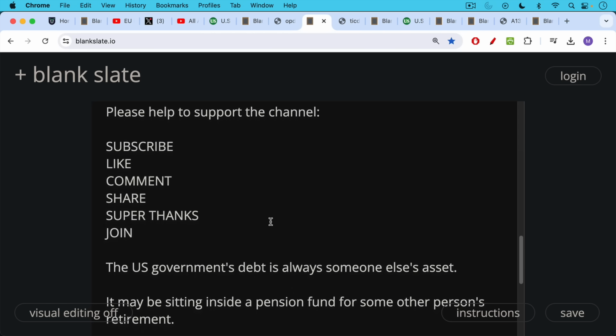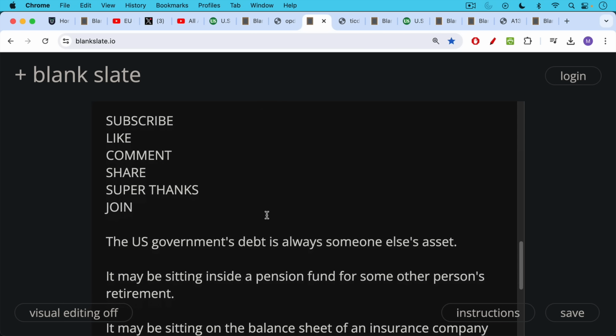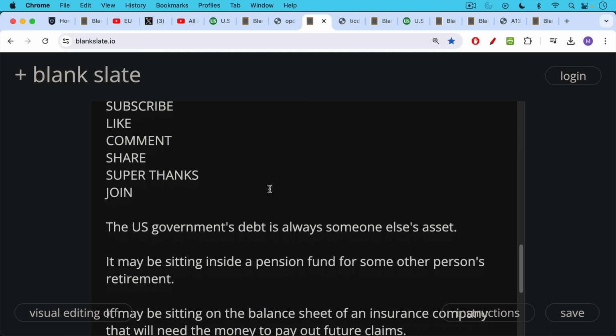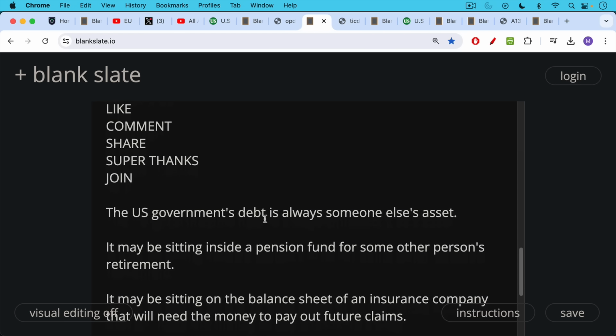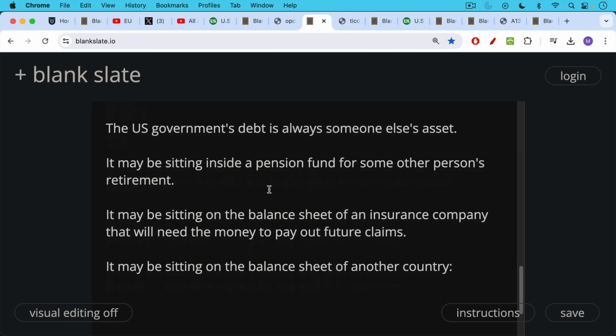Now, the U.S. government's debt is always someone else's asset. It may be sitting inside a pension fund, for example, for some other person's retirement. It may be sitting on the balance sheet of an insurance company that will need the money to pay out future claims. It may be sitting on the balance sheet of another country.